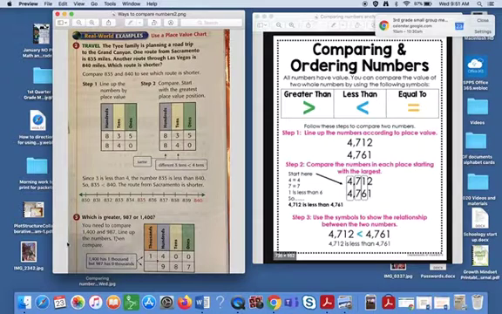So the last way is right here, and it really kind of combines both these two methods. It says number 3, which is greater, 987 or 1,400? So it says you need to compare 1,000 and 987. Line up the numbers, then compare. So we start in the lining up in the ones place. We need to make sure the ones place is lined up together before we line up the rest of the numbers.